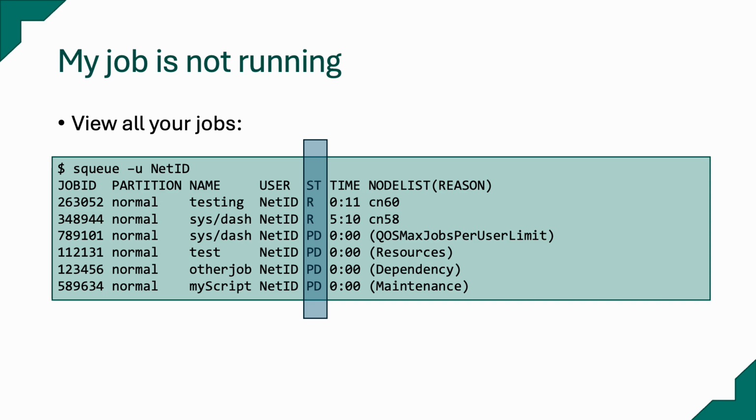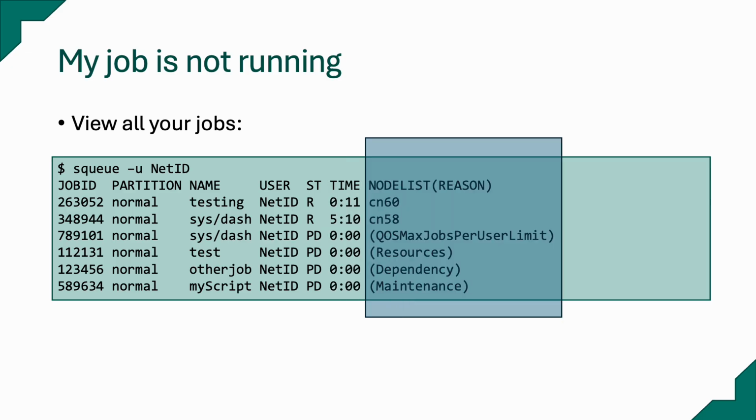The first 4 columns are self-explanatory. The 5th column, ST, shows the status of each job. R means the job is running and PD means that it is in queue pending. The time column shows the time that the job has been running. If the job is still pending, you will see only zeros, as we can see in the last 4 lines in this example. The most important column of the output is the last column.